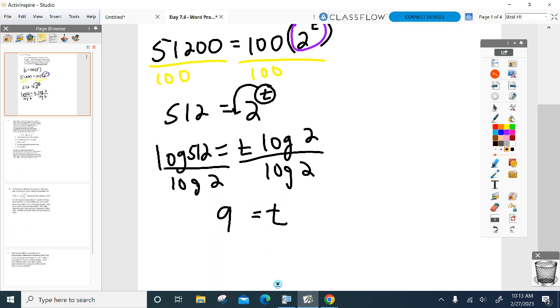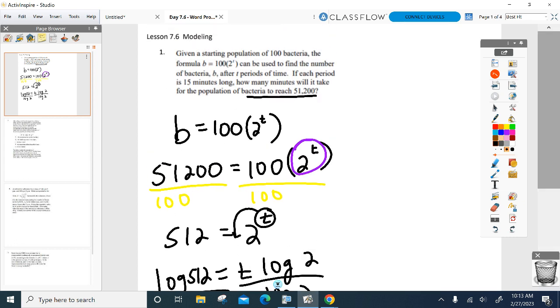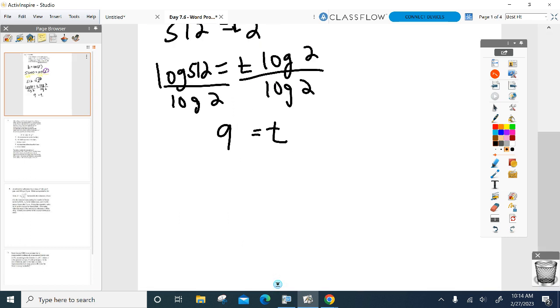Okay, thank you. 9. This is why I say know what each variable means. Because if you box in 9, sorry, not done. Go back. T is periods of time. 9 times. Each period is 15 minutes long. How many minutes is it going to take? Not 9 minutes. I got to go down and take 9 periods and multiply it by 15. Got to know what each variable means. What are we looking at there now? 135 minutes.